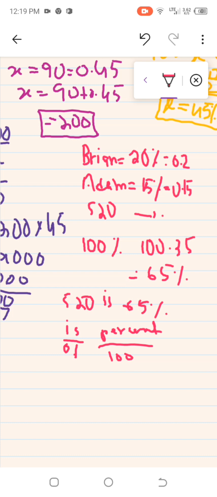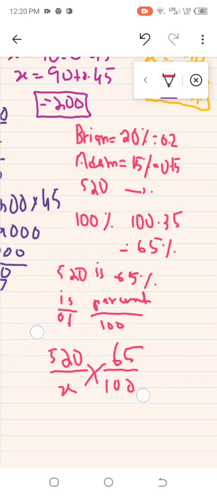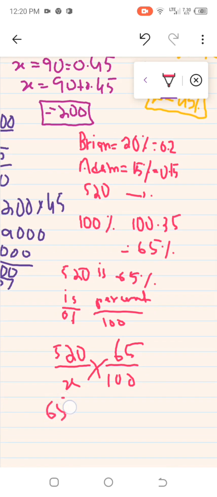520 is given. Divided by "of" is not given, so you will put the x. Then the percentage is given, it is 65, and then 100. Do the cross multiplication. This will be 65x is equal to 520 multiplied by 100.